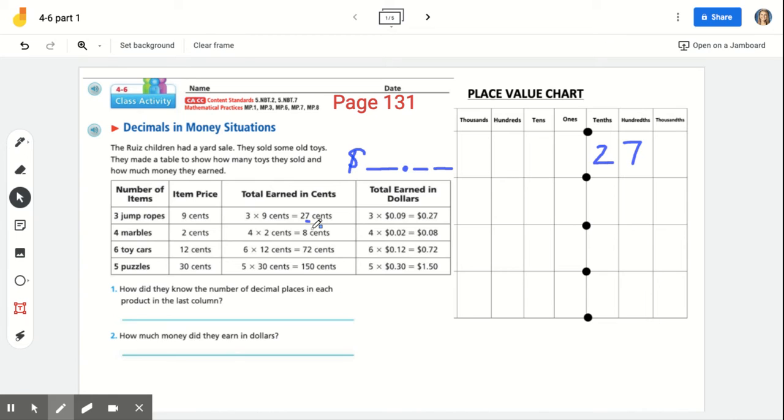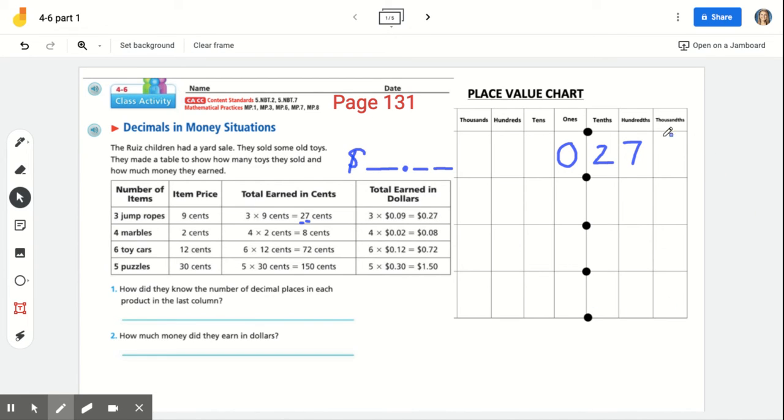And then since 2 is our last digit, that means that we have no whole dollar bills, so we're going to put a 0 in the ones to represent that this is a number that's less than 1 whole. So 0.27 in money form represents 27 cents.